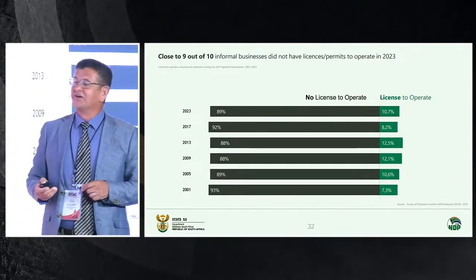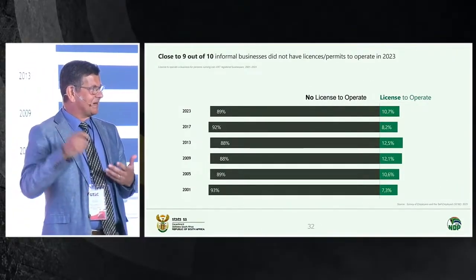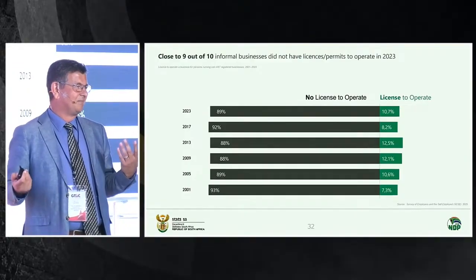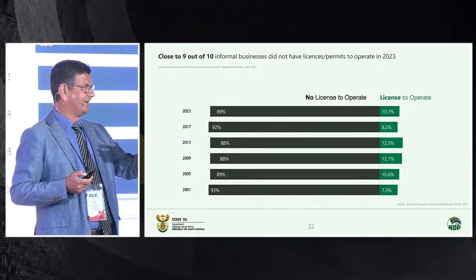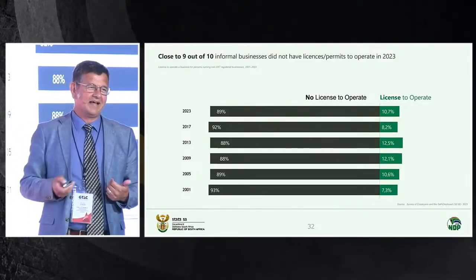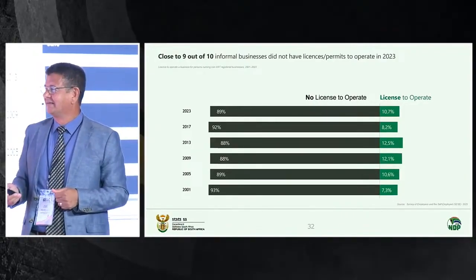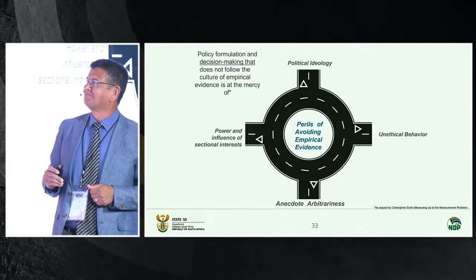9 out of 10 did not have licenses, which maybe speaks to the previous point. People didn't rank government regulations as a key issue that they need support with, because 9 out of 10 just said, okay, well, I'm just going to go on with this.